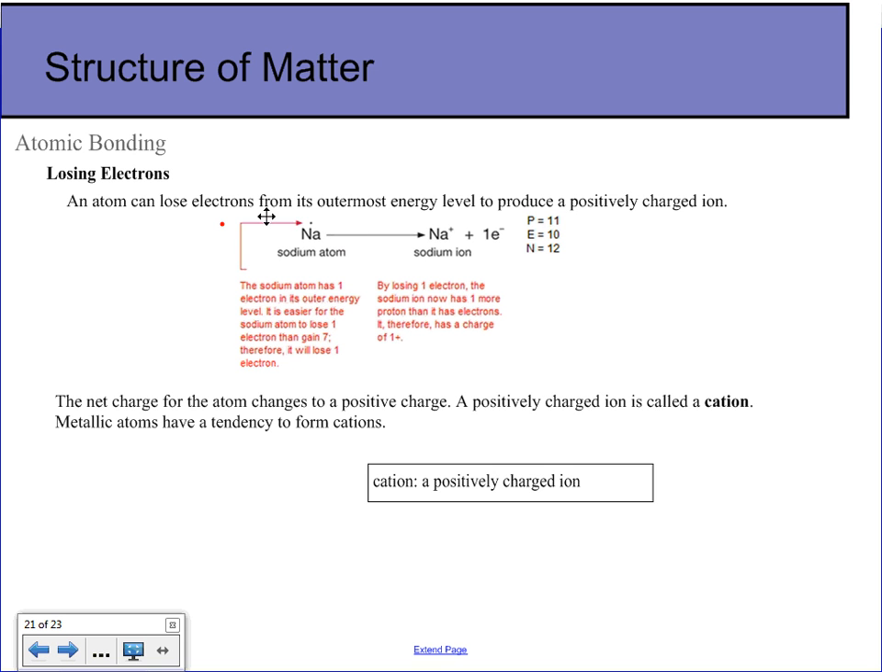So as we can see, here is the sodium atom. Then we have the sodium ion missing its electron, plus one electron here, which is free to leave. The net charge of the atom changes to a positive charge. A positively charged ion is called a cation. Metallic atoms have a tendency to form cations. Cations are positively charged ions.